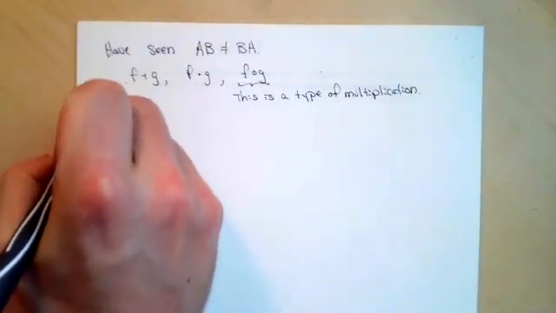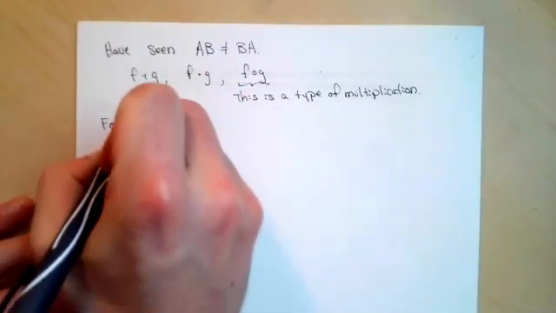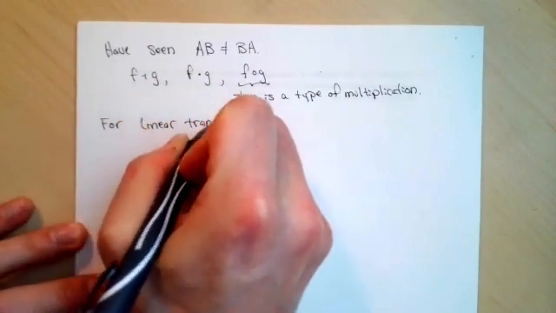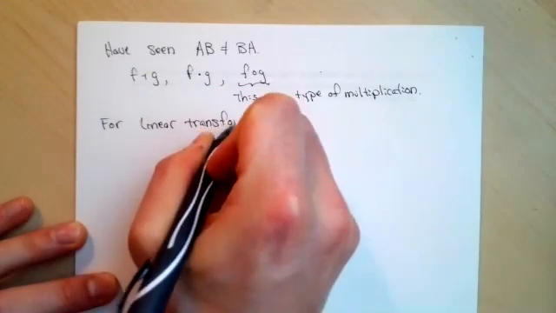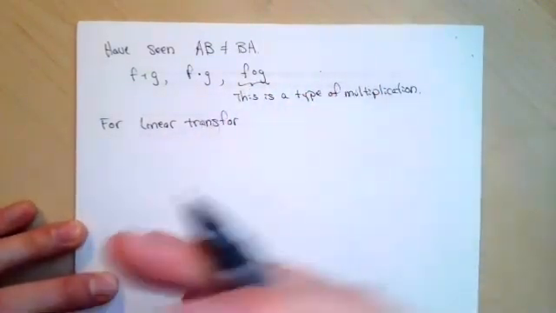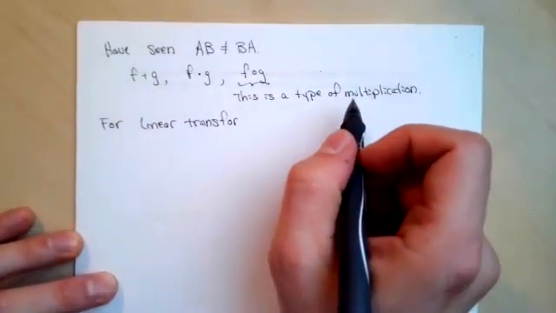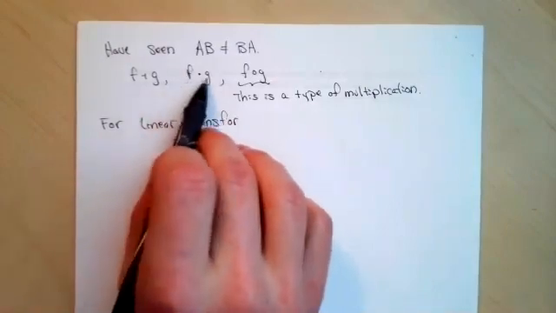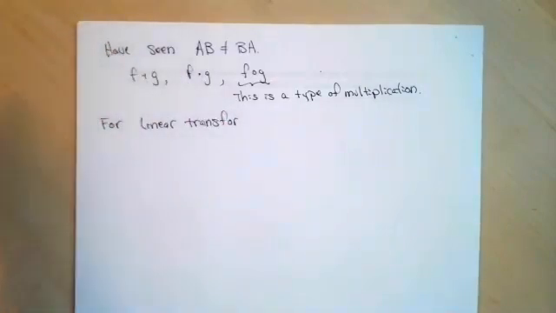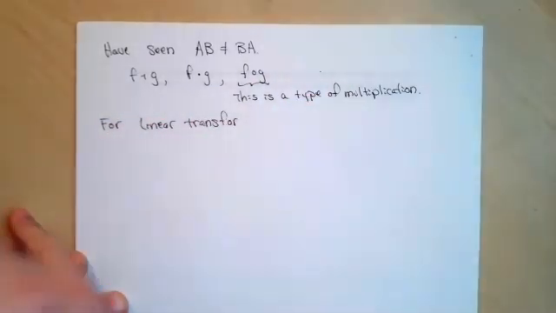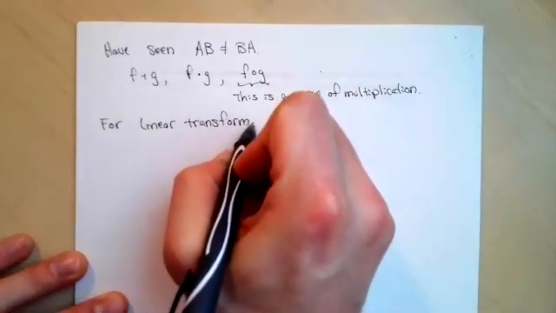So for linear transformations, this will help give a better example as to why composition gives us this type of multiplication. Multiplication you can think of as your intuition for multiplication, but also the way it behaves with addition. It should have this distributive property. And this is exactly what we're going to see for linear transformations.